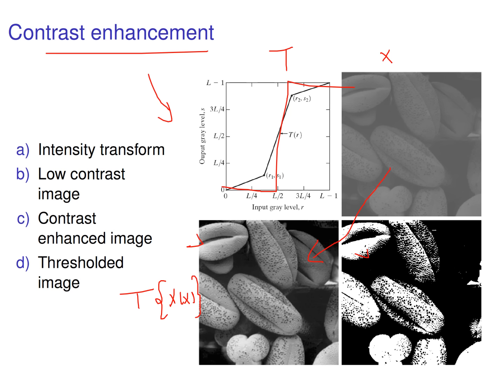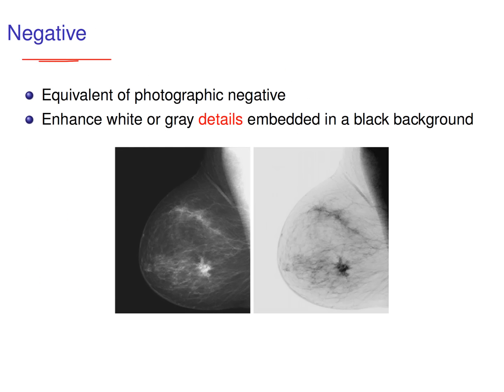Now, there's another application for it, which is doing the negative. This is a mammogram image. Usually the background is going to be black. If you do the negative, you can see much clearer where the tumor is and how it's spreading in the mammogram. So that is another application of your intensity transformation. It's the equivalent of a photographic negative, enhancing white or gray detail embedded in a black background. Good? Let's have a look at that.